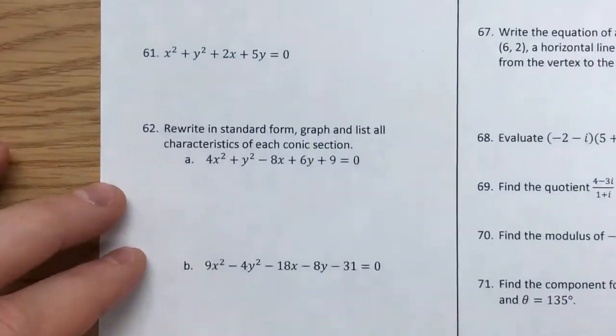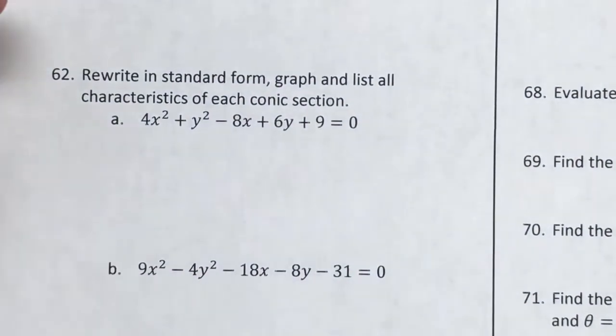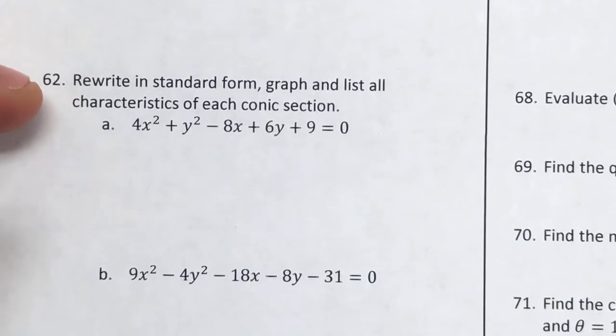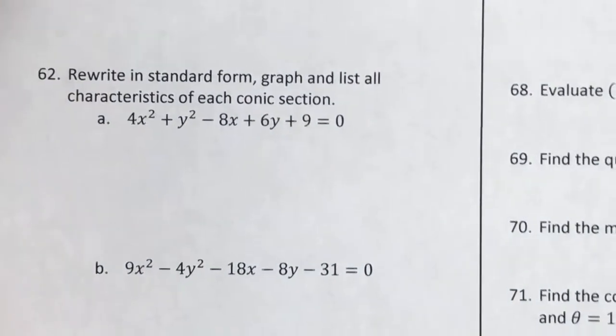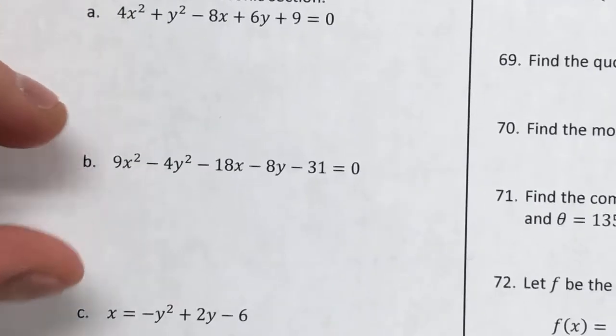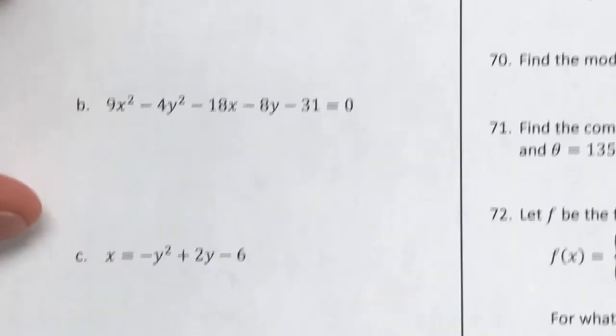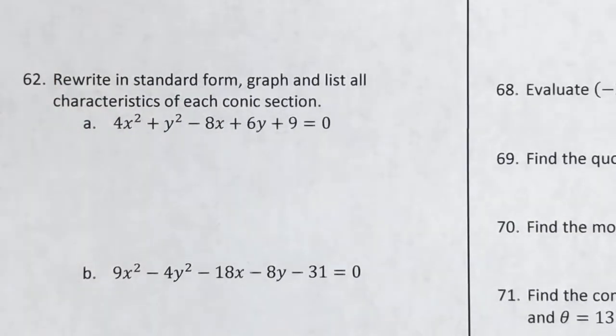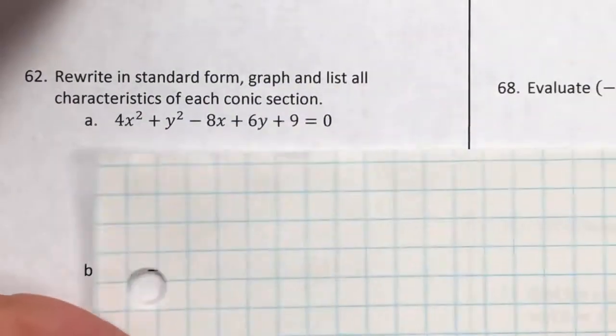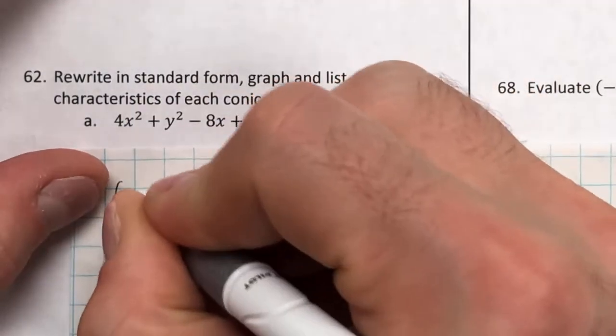Number 62. So we're going to rewrite these in standard form, graph them, and list each characteristic of each conic section. So we're going to figure out what each of these represents for A, B, and C. So let's go ahead and start out with the first one. And because we're going to be graphing them, let's go ahead and do this on graph paper. So 62A.